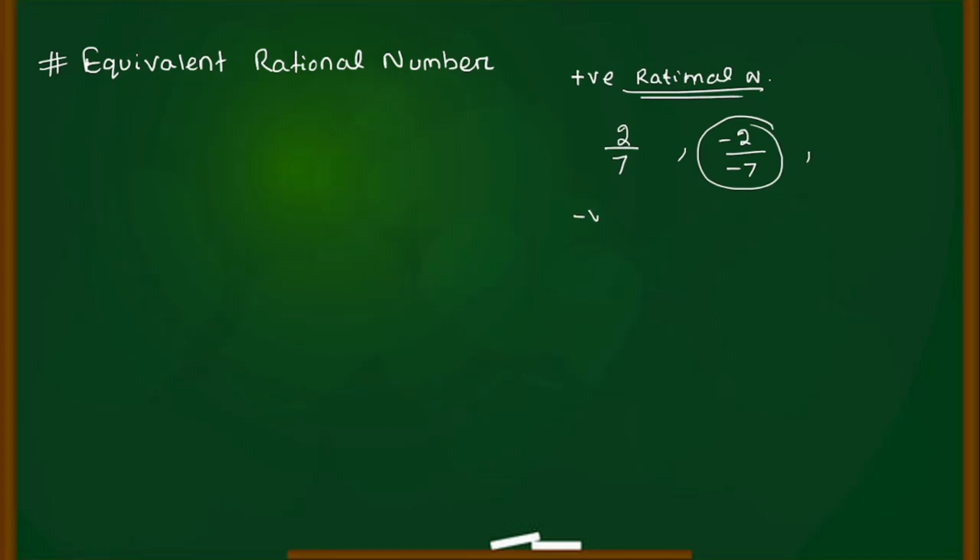Then what is a negative rational number? The signs of the numerator and the denominator are different. We can write minus 2 by 7, it is a negative rational number, minus 1 by 7, or we can write 1 by minus 2. This is also a negative rational number. Understand? Now, sir, is 0 a rational number? Yes, 0 is a rational number and it is neither positive nor negative.